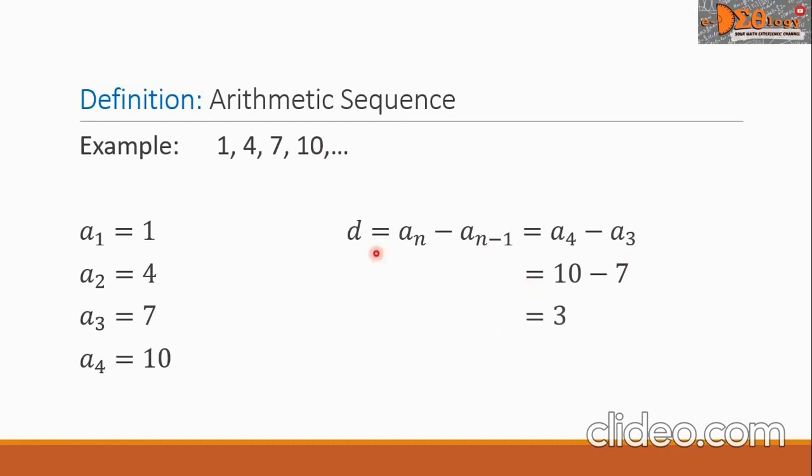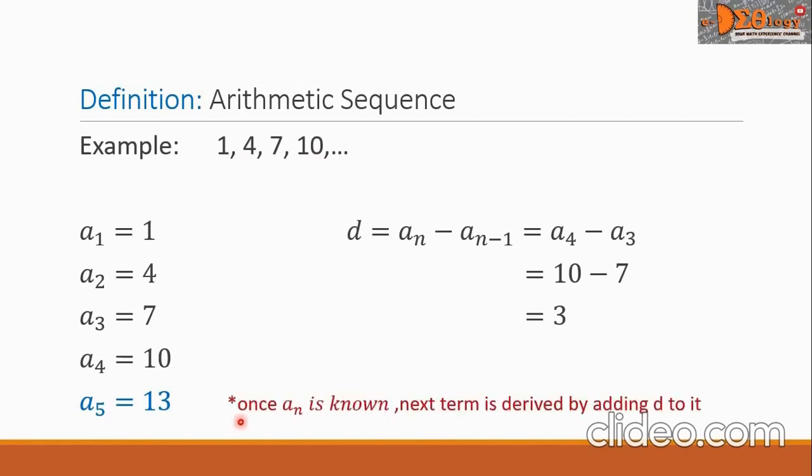The common difference helps us also to provide the next term after 10, and that is a sub 5, which is 10 plus the common difference 3 is equal to 13. So on and so forth. So we say, once a sub n is known, next term is derived by adding d, the common difference, to it.